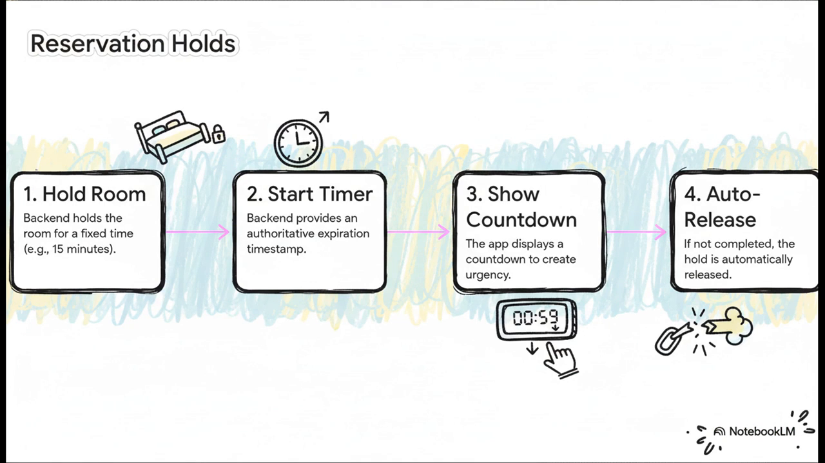You know the one, the little countdown timer that starts ticking, creating all that urgency. So how does it work? Well, the second you start the process, the backend basically says, okay, this room is yours for the next 15 minutes. It puts a temporary hold on it. Then it tells the app exactly when that hold expires. Your phone shows you the ticking clock, and if you don't finish in time, poof, the hold is released and the room goes back into the pool for someone else. It's a really smart system.